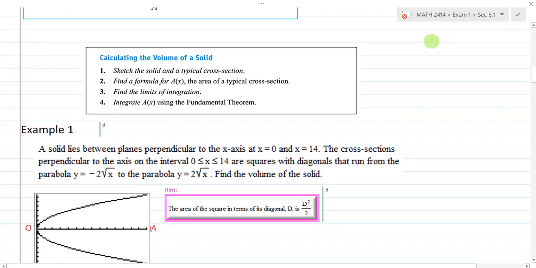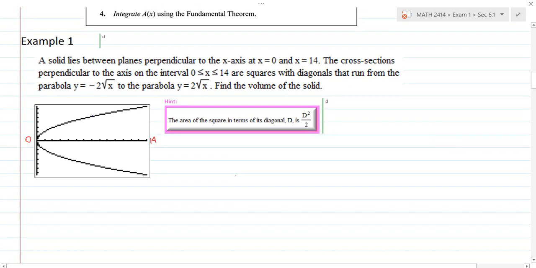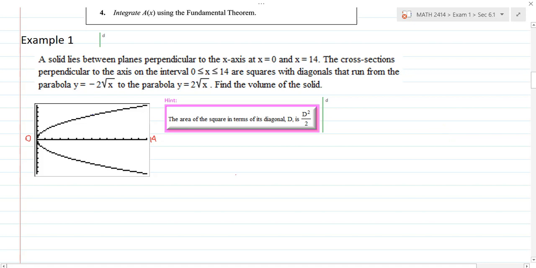So whenever you're calculating the volume of a solid, the first thing you want to do is sketch the solid and a typical cross section. All right, so once you have a picture of what's going on, then you can find a formula for that A of x, the cross-sectional area of a typical cross section, and then find your limits of integration, your bounds that you're going to use for the integral. And then we integrate using the fundamental theorem of calculus.